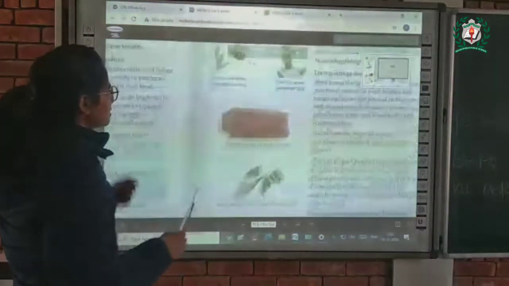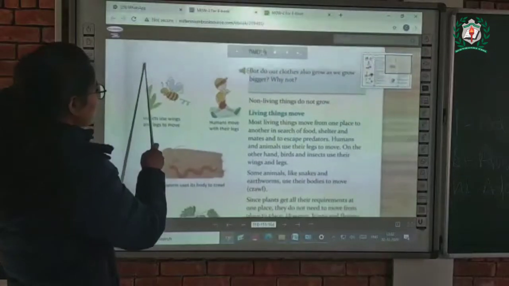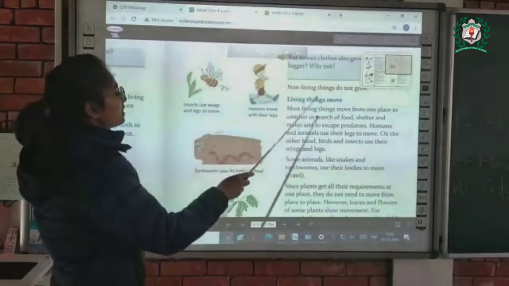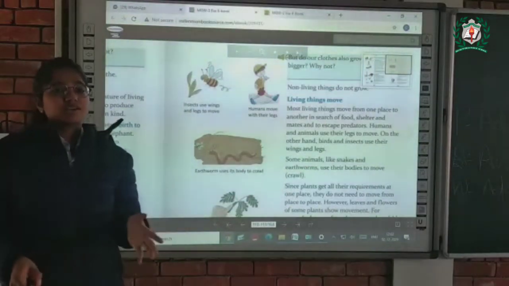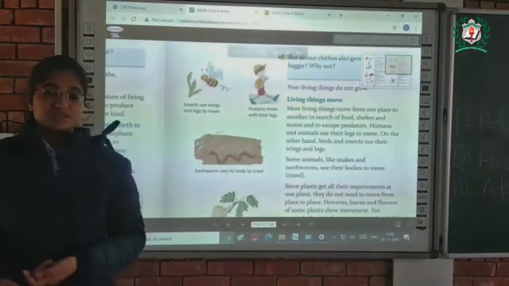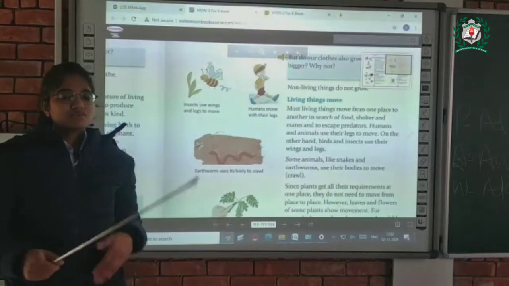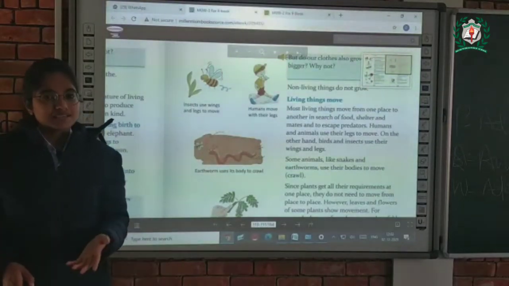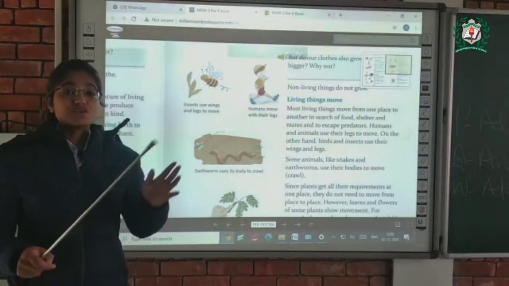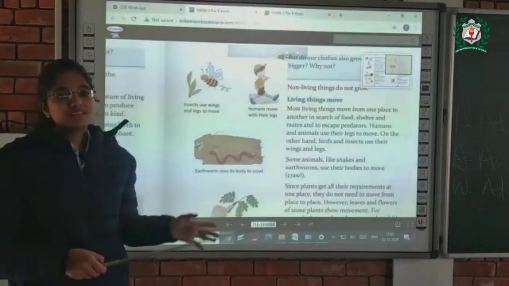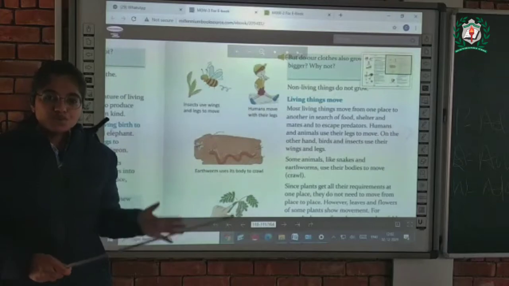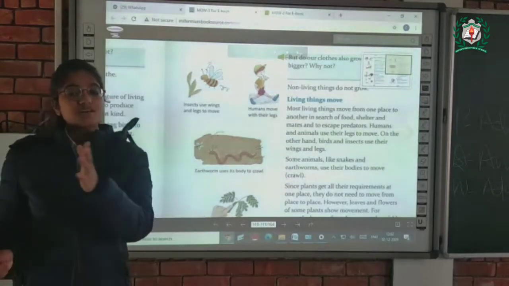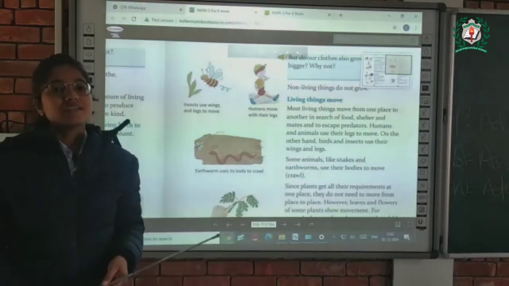So next characteristic we are studying about living things is that living things move. When you go to the market, when you go to school, when you go to some place, you go with the help of your legs, right? Which means you move from one place to another place. If you are going to the market from your home, this means you are moving from your home to the market with the help of your legs.